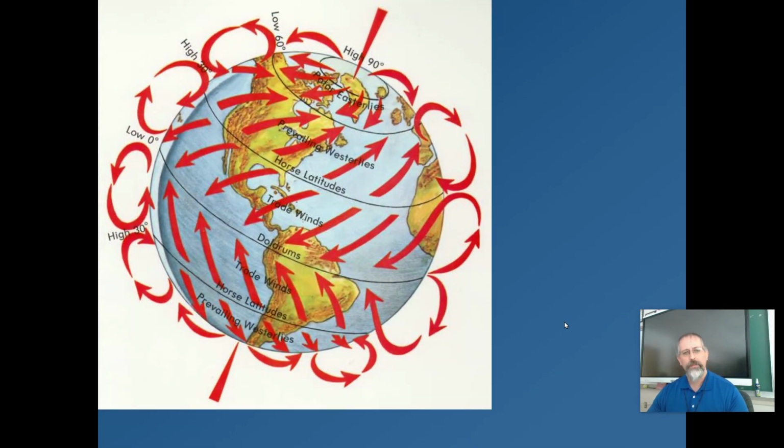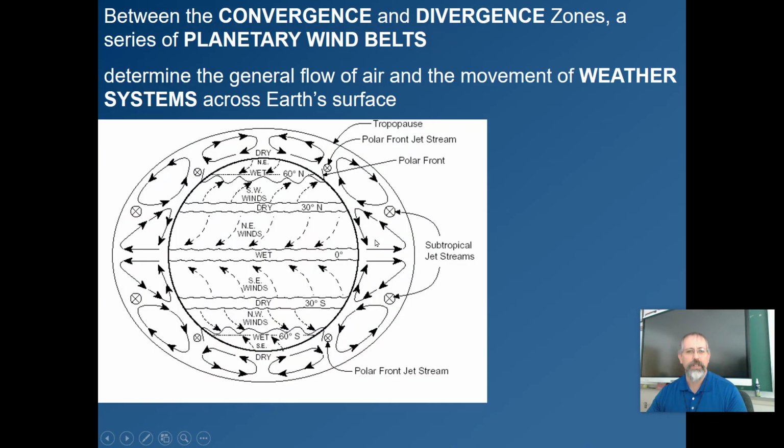Similar diagram, not too much different there. I'll just discuss it while you're here. All right, so between convergence and divergence zones, a series of planetary wind belts develop, as I just mentioned, and that determines the flow and movement of weather systems across the surface of the Earth. So these prevailing winds, as they're called, push weather systems around. And that influences your climate, because if weather keeps getting pushed from the same direction at the same time of year, it's going to influence what happens over the long term.